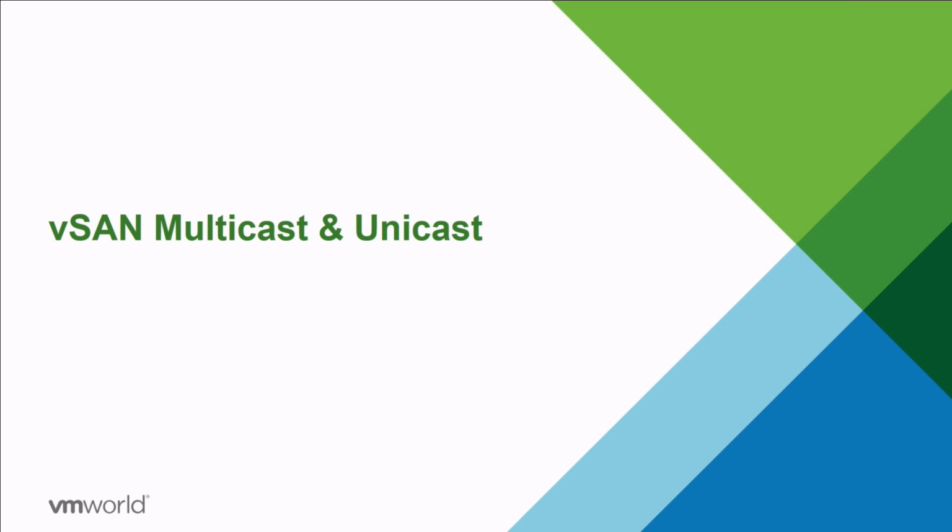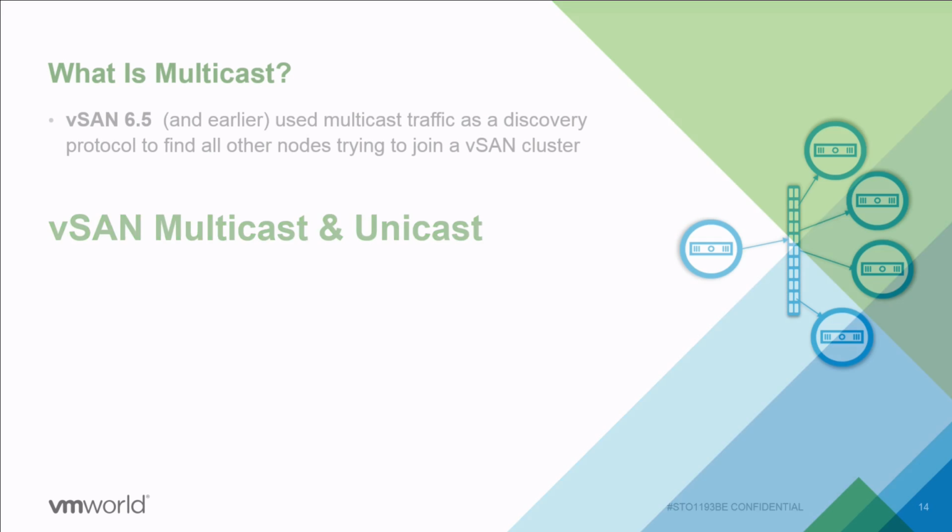Okay, so with that out of the way, let's talk a little bit more about multicast and unicast and the considerations around that. As I said, in vSAN 6.6, we moved to a complete unicast type configuration. So why did we do that?